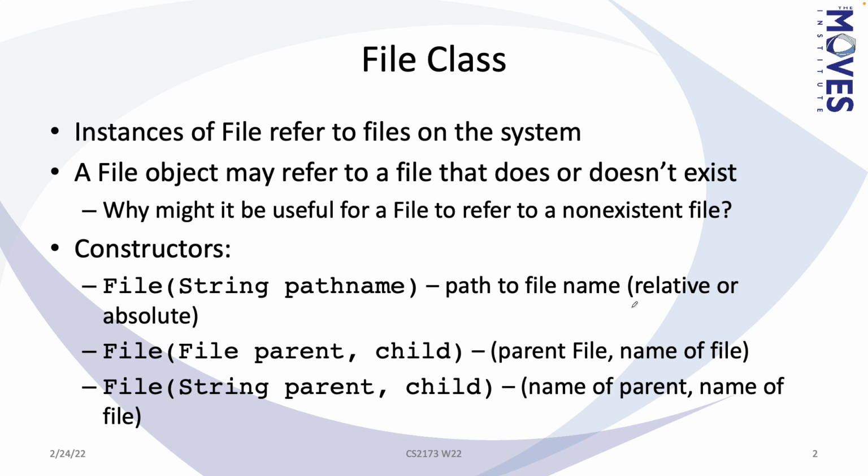So an instance of a File class refers to a file in a system. A file object may refer to a file that either does or doesn't exist. And so the question: why might it be useful to have a file object that refers to a file that doesn't exist? On the face of it, maybe it doesn't make sense. Can you envision why you might want that?